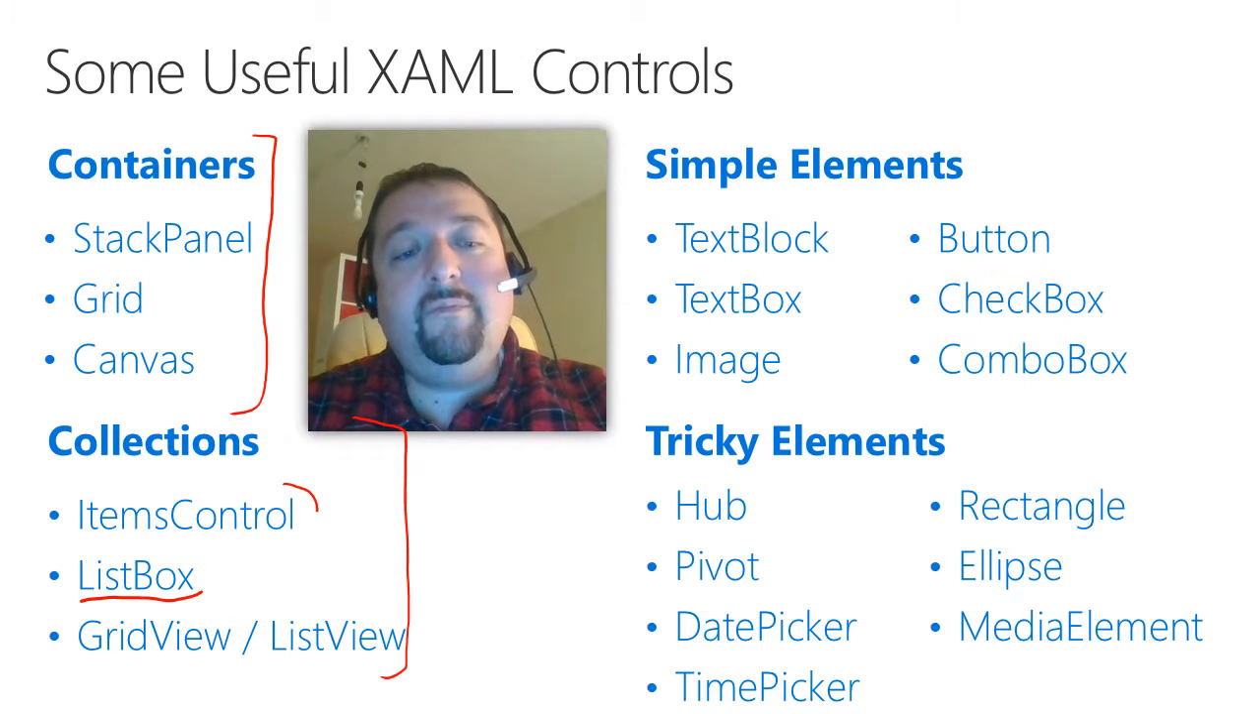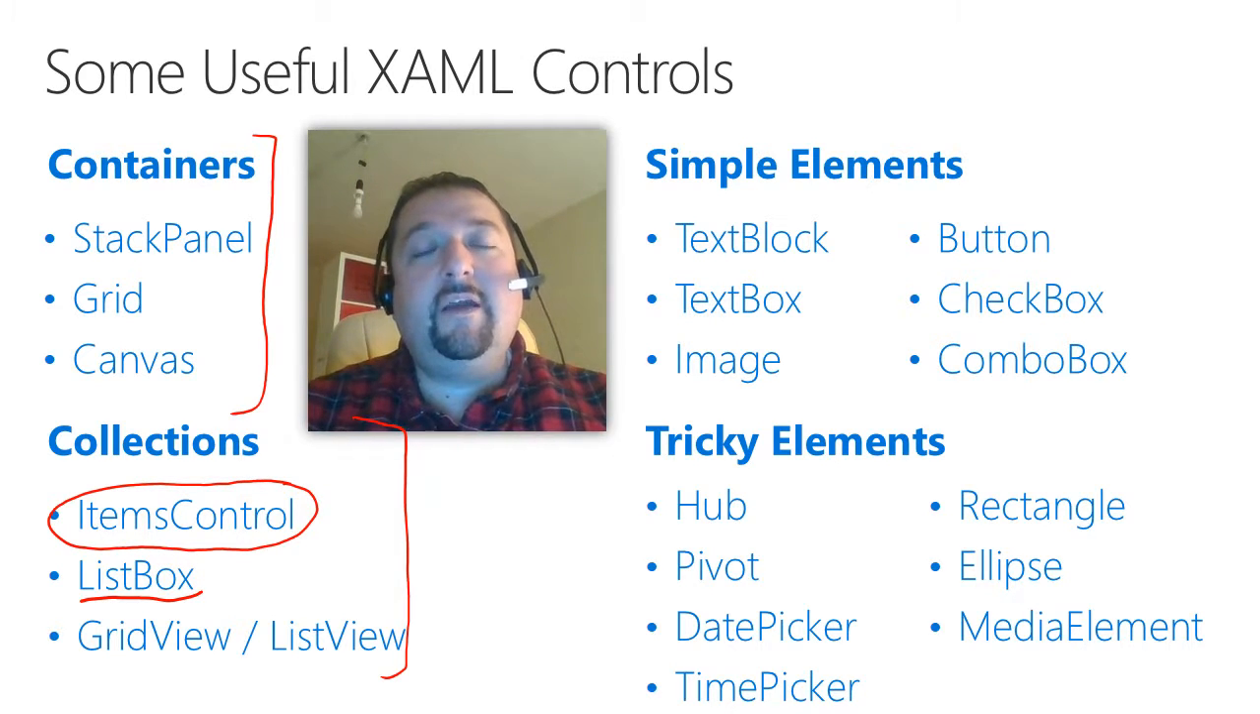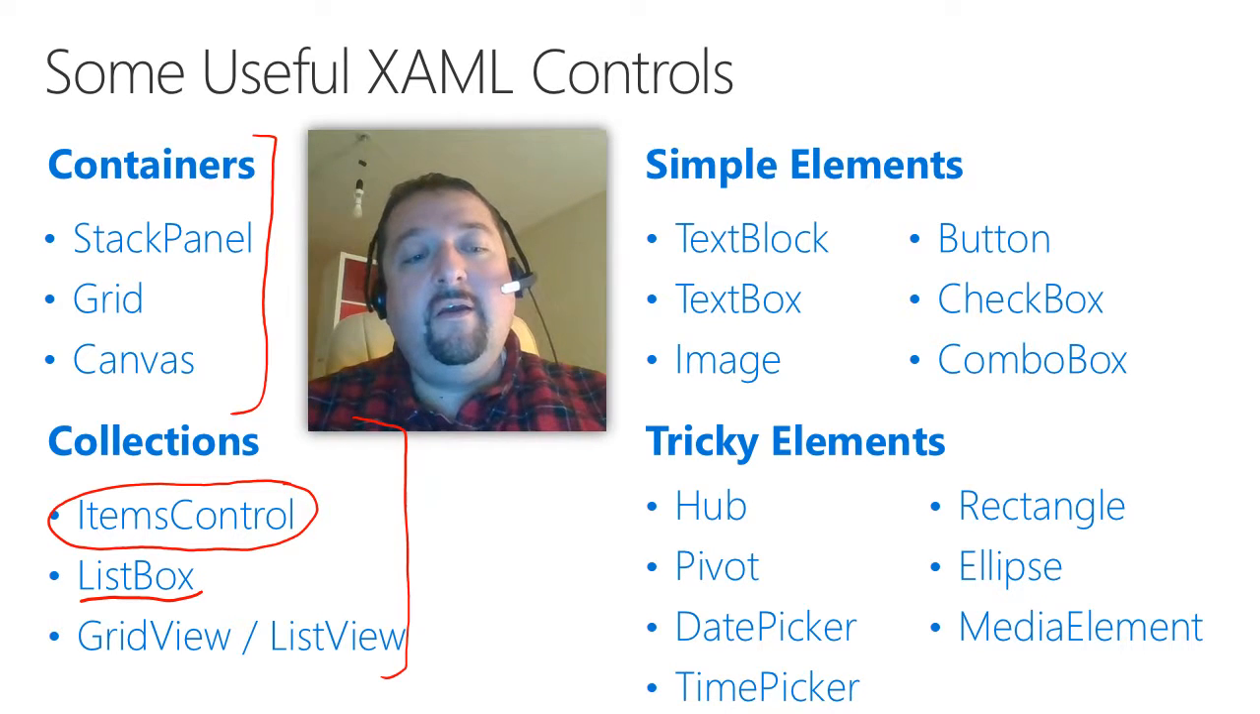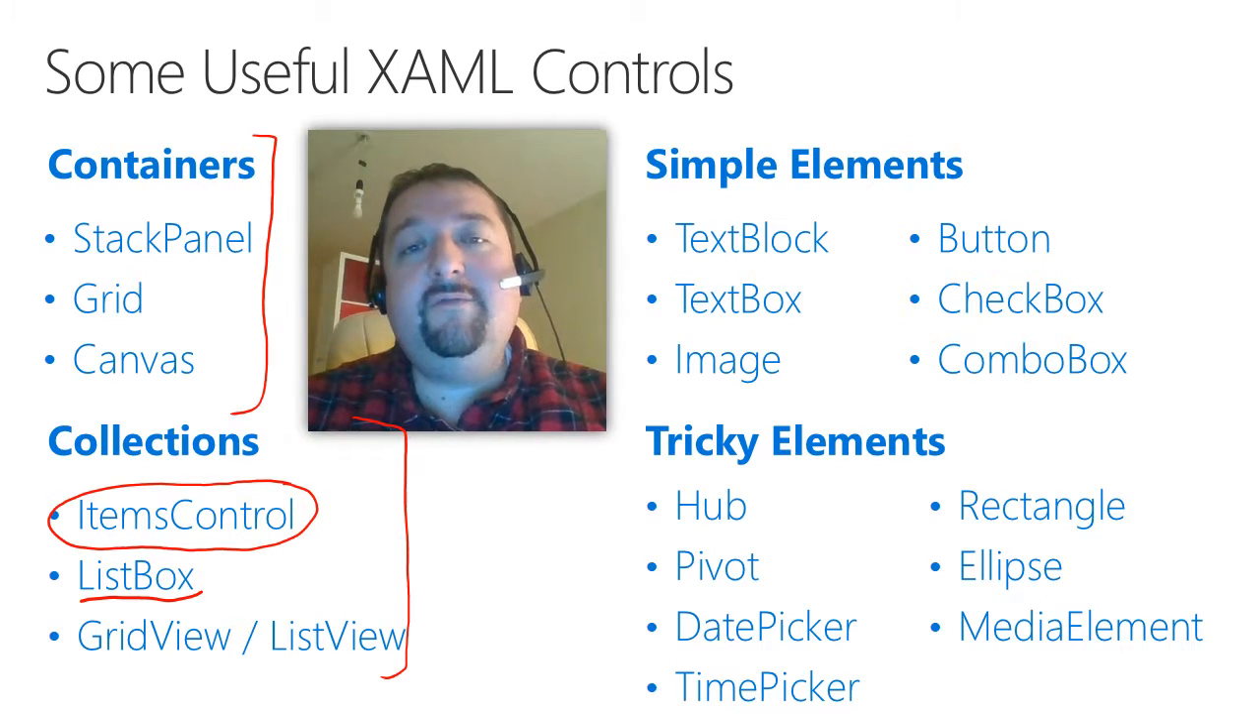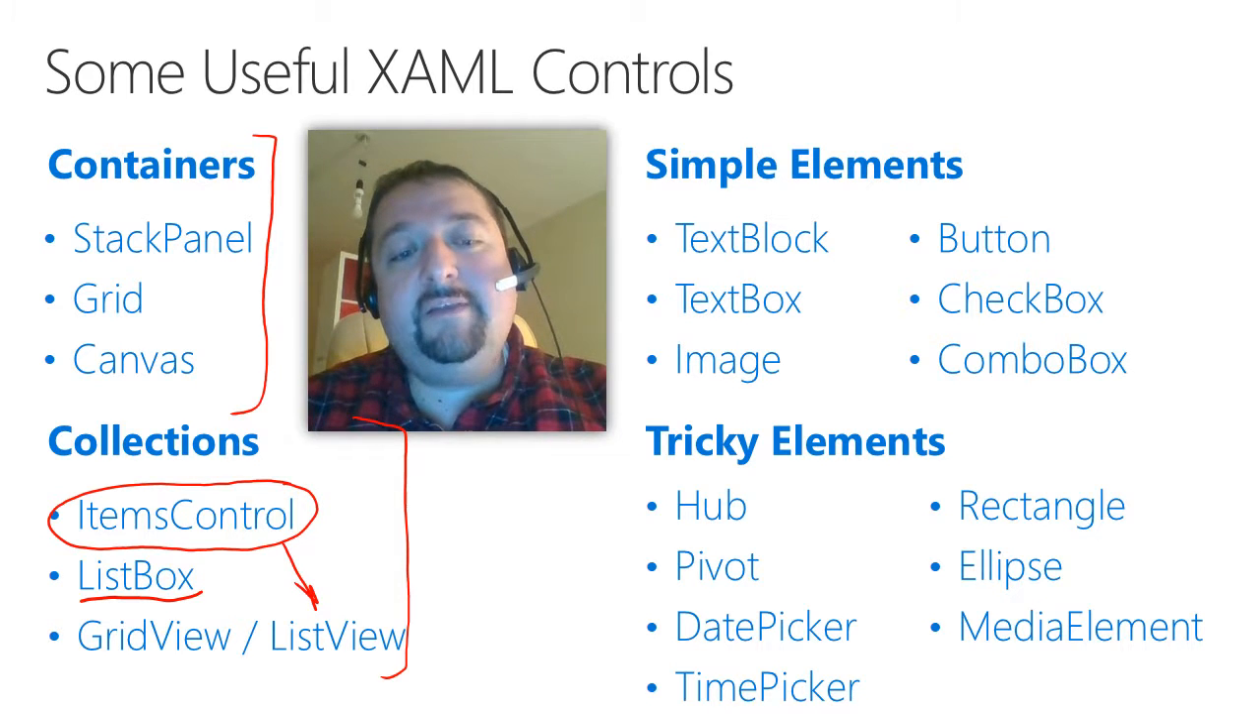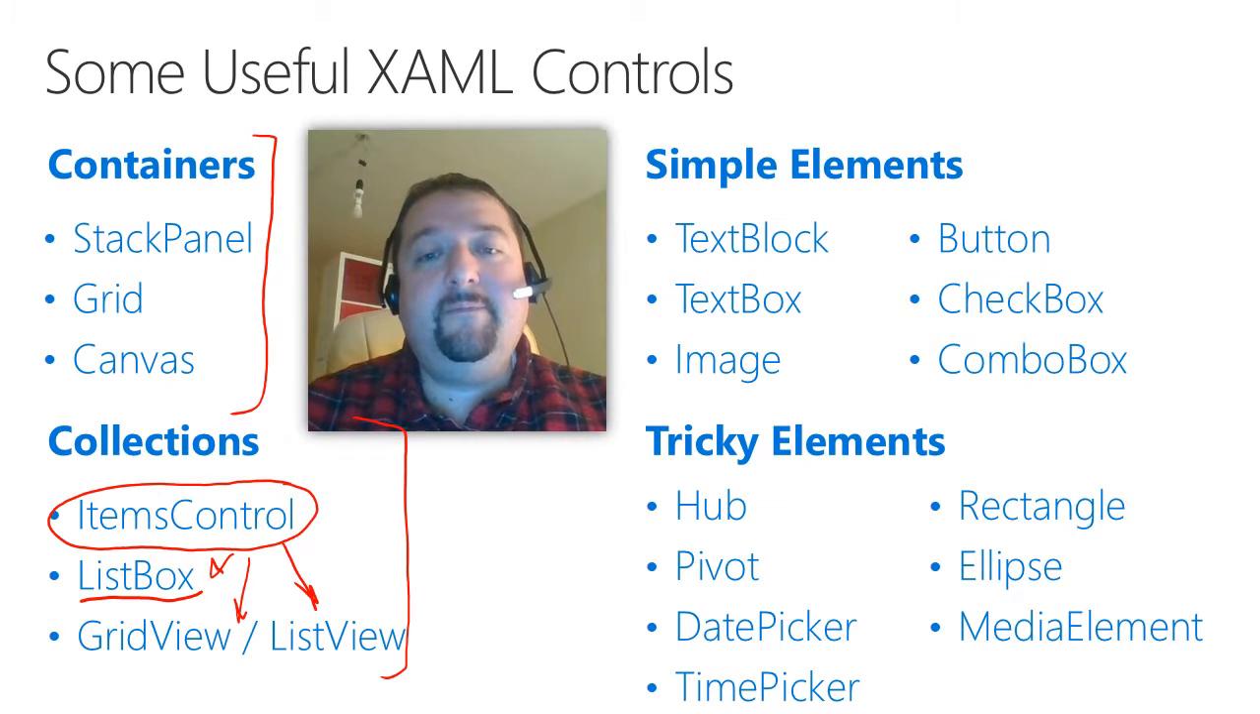Items control is the base control. It contains very basic behavior, and then list box and grid view and list view all inherit from items control, and they provide some additional details on how items should be displayed.